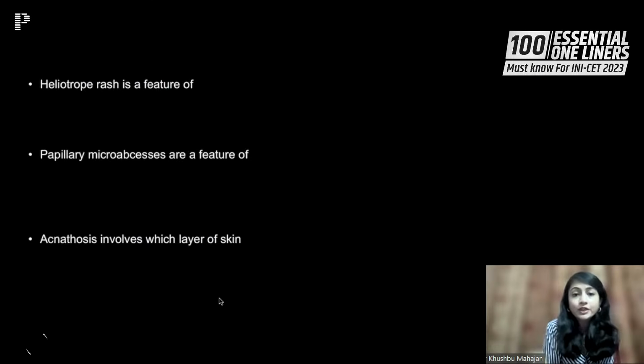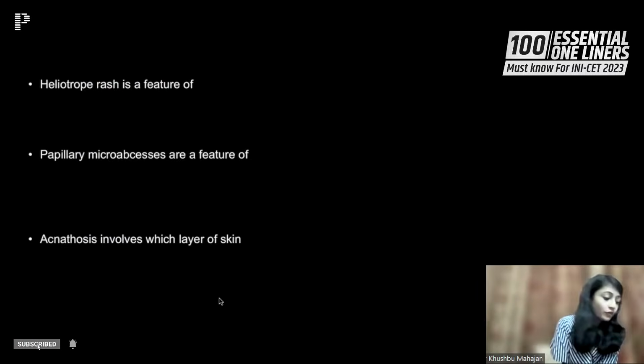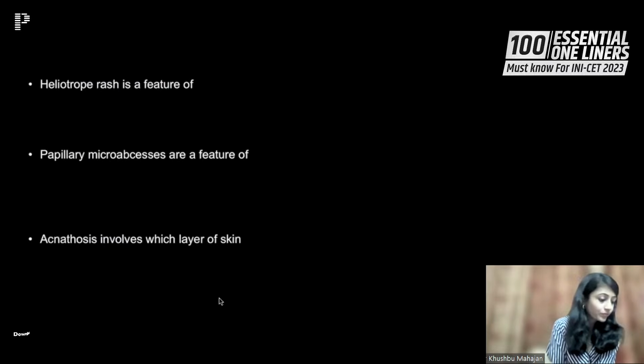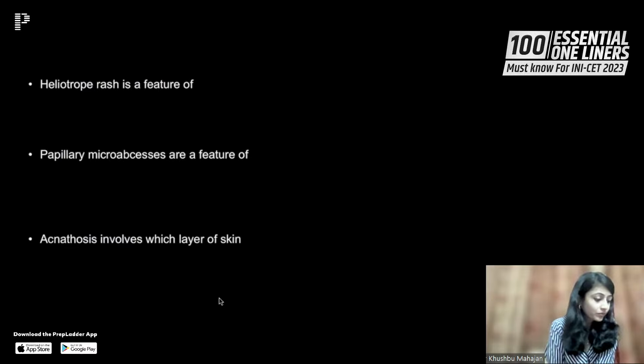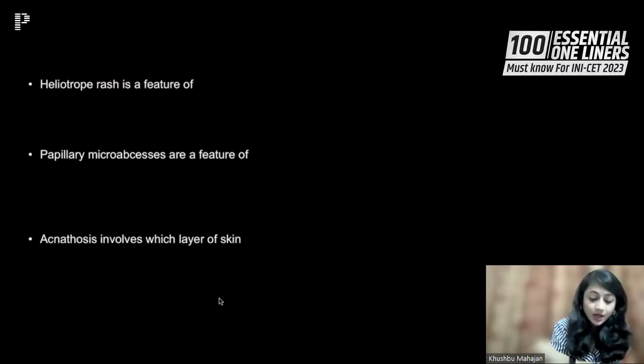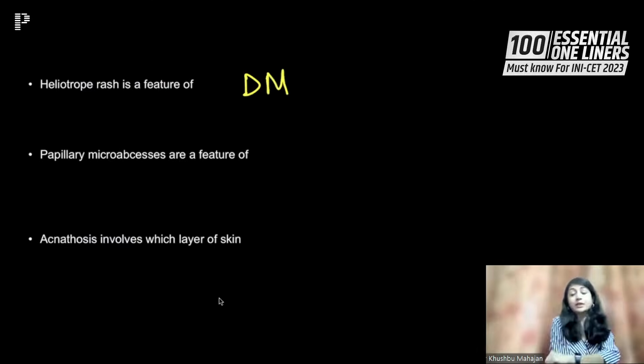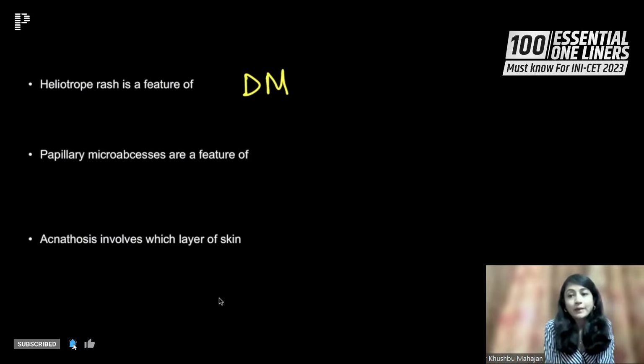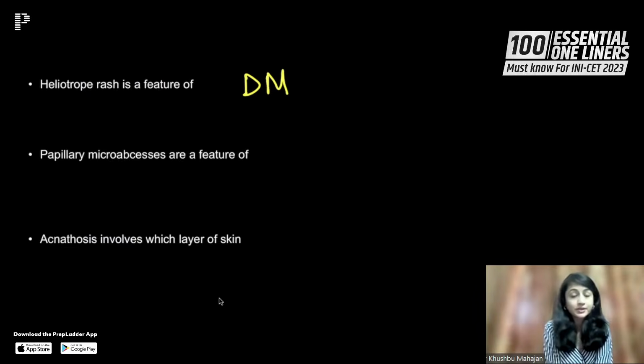Heliotrope rash is a feature of dermatomyositis. Absolutely right. Everybody knows this. Answer the next question, which is papillary microabscesses are a feature of. So you all know heliotrope rash. I'm so glad. Next question. Papillary microabscesses are a feature of. Where do you see papillary microabscesses?